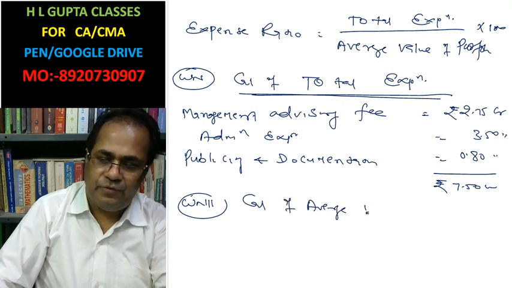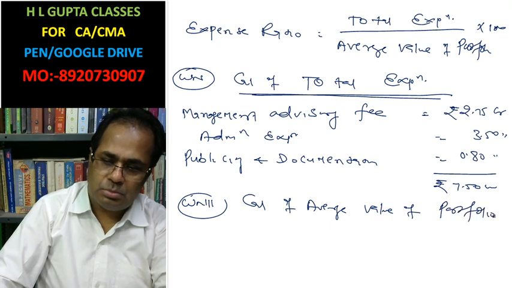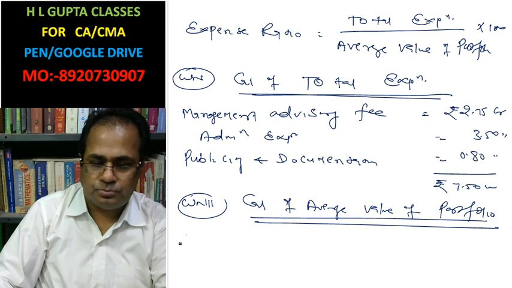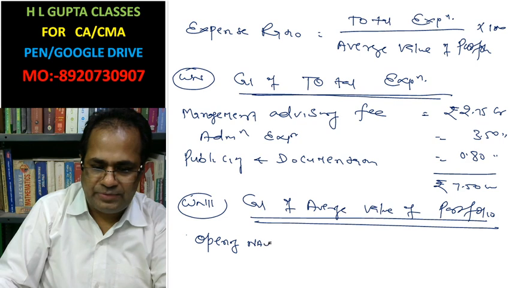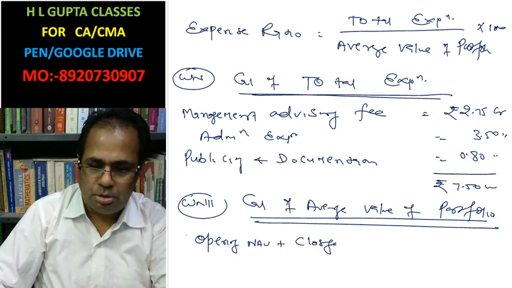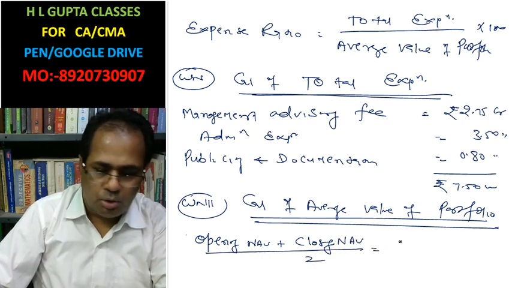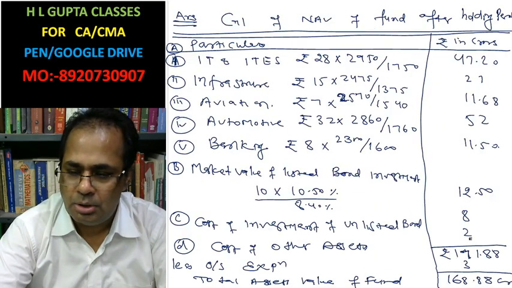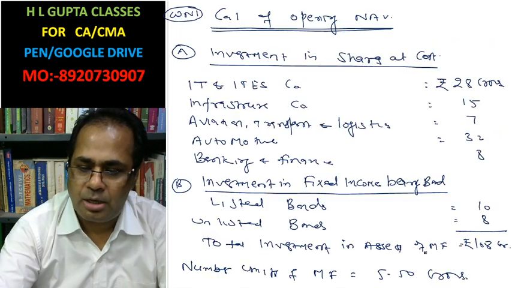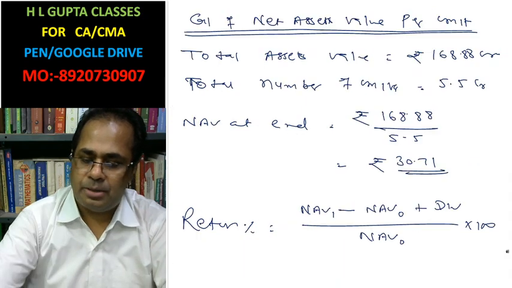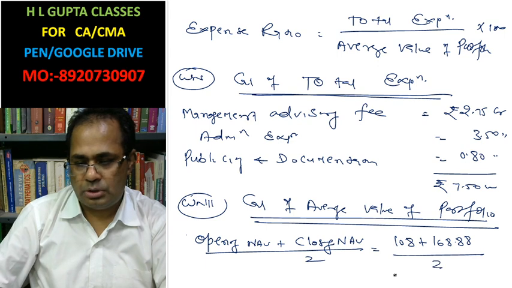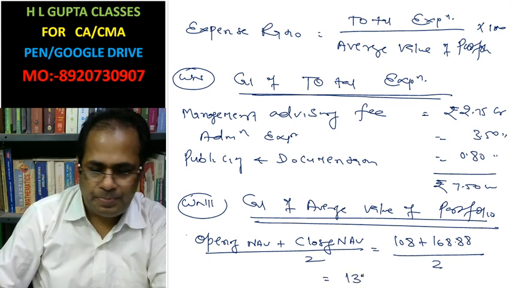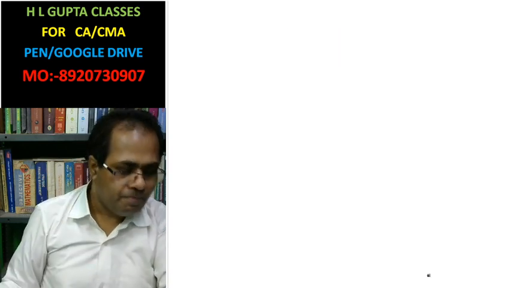Calculation of average value of portfolio. What is the average value of portfolio here? Average of opening net assets value plus closing net assets value, whole divided by 2. Opening 108 plus 168.88. That is already calculated. 168.88 comes from here and 108 comes from here. This whole divided by 2 is 138.44 crores.